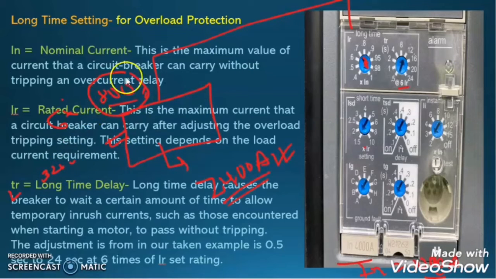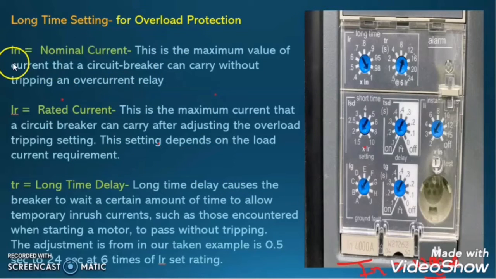If 6 times the full load current is flowing through the circuit breaker for 12 seconds, then this circuit breaker will not trip, but it will trip when more than this current flows for more than 12 seconds. So in that way we control the undesirable tripping of the circuit breaker by giving the delay. I hope you understand what is nominal current, what is rated current, and what is long time delay setting, and why these settings are required in the air circuit breaker.